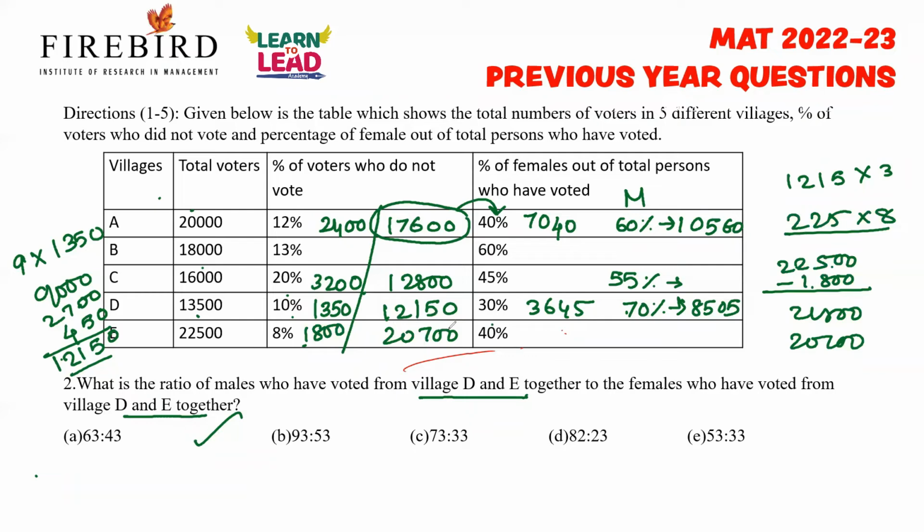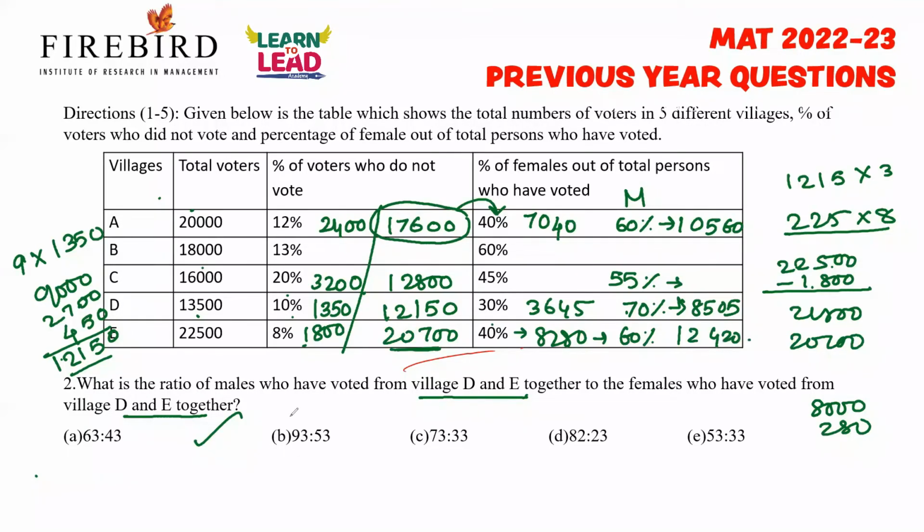In that 40% are females. Okay, what is 40% of 20,700? See, you have to calculate first 10% of 20,700. 10% of 20,700 is 2,070. 2,070 into 4. 2,000 into 4 is what? 8,000. 70 into 4 is what? 280. 8,280. And remaining 60% are male voters, the value will be 12,420.